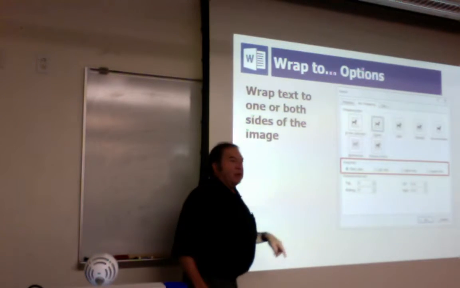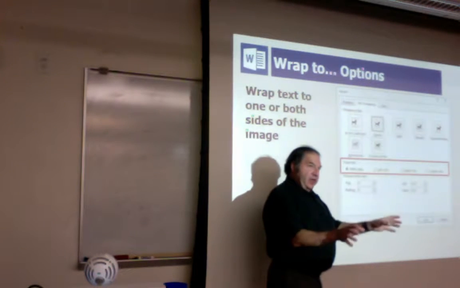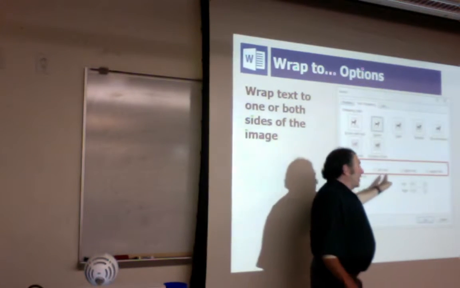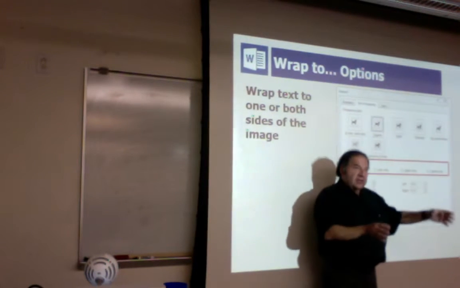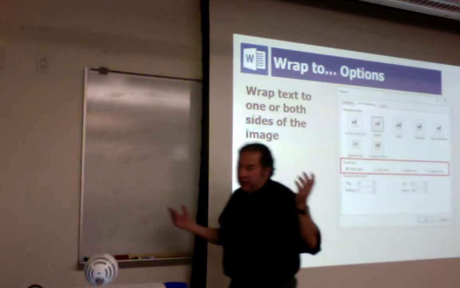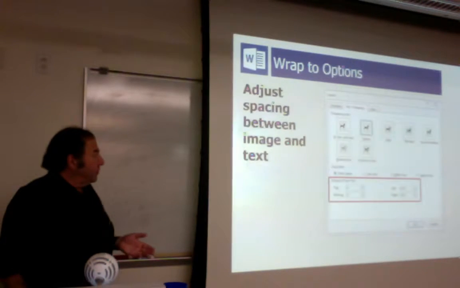You can tell Word that you only want to wrap the text around both sides of the image, or just around the left side, just around the right side, or let Word figure out which is the largest and wrap it around that. So those are the choices you have if you decide to use that. You don't have to. It's an option.